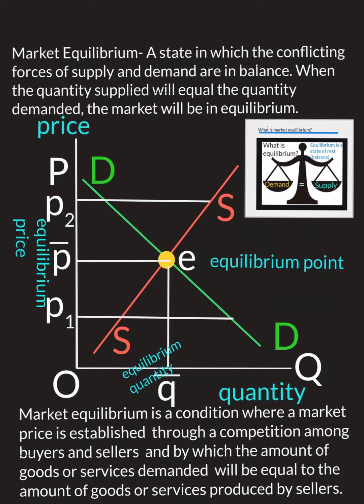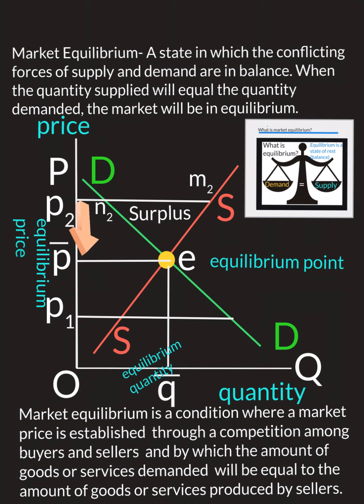When the price is OP2, then the quantity supplied by the sellers is higher than the quantity demanded. We see that quantity supplied is P2M2 and quantity demanded is P2N2. Surplus will be N2M2, and that surplus will lead the suppliers to reduce the price level, and so P2 will come down to P bar.